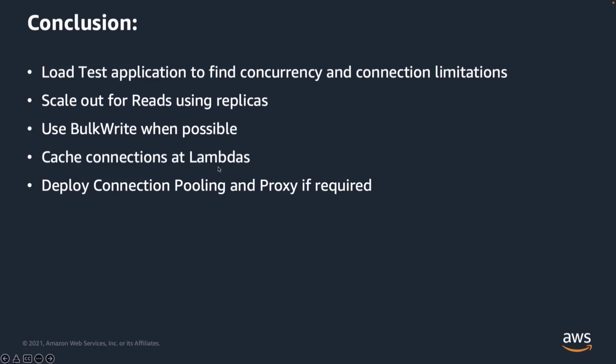Next takeaway is to cache connections as much as you can, creating a pool at the Lambda layer. Caching connections outside your handler gives you connection reusability among the subsequent instances of Lambda invocations. And finally, after you've exhausted all the above options, deploy connection pooling through a proxy or a connection pool service built on containers.